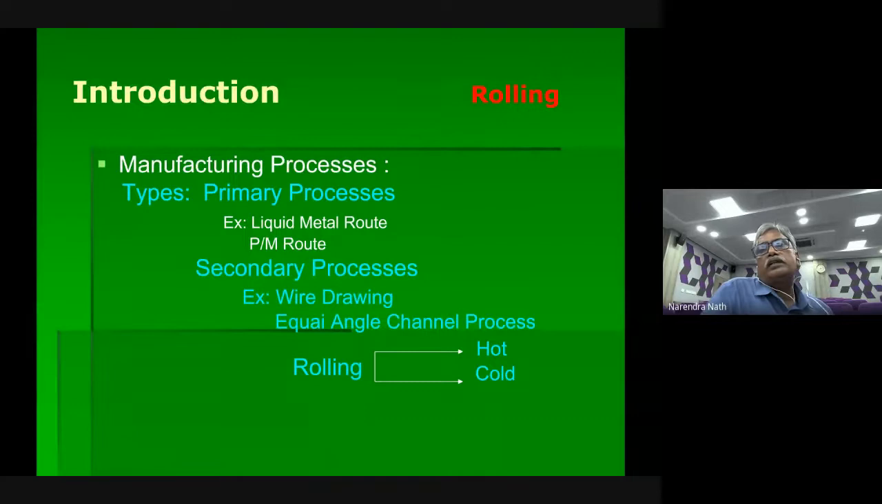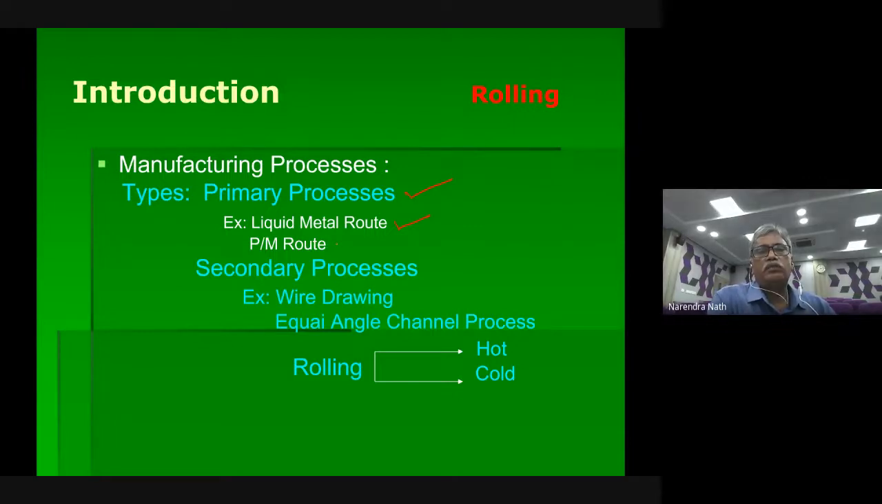And this is the introduction to rolling. Normally everybody knows this, because basically we're all teachers, and the manufacturing process is a primary process when we are talking. So there are two routes existing, and now many other routes have come, but at large, they are still not more popularized. The liquid metal route is one, and more than 90% of the products we are going to see today come through that route.